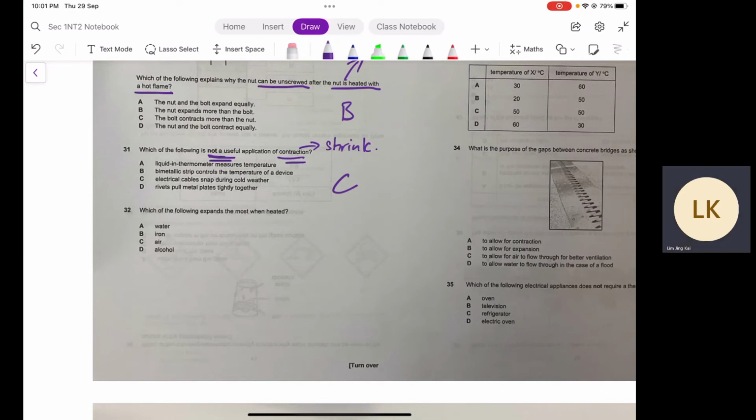Question 32. Which of the following expands the most when heated? In our lesson, we did talk about this before: solid, liquid, and gas. When we talk about expansion and contraction, solid expands the least, while gas expands the most. Same for contraction: solid contracts the least, gas contracts the most. So we need to find an answer that is talking about a gas. Out of all the answers there, only C is a gas, because air is a gas.